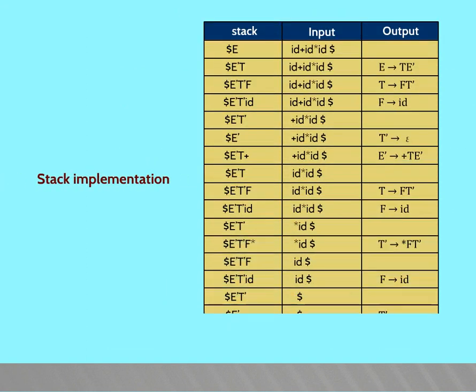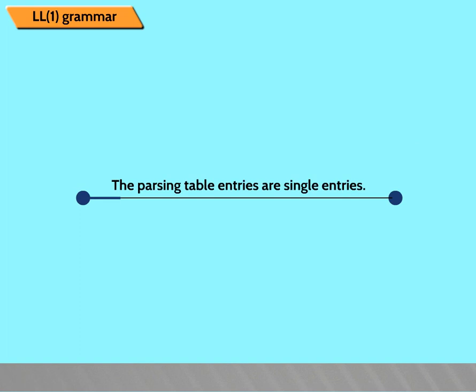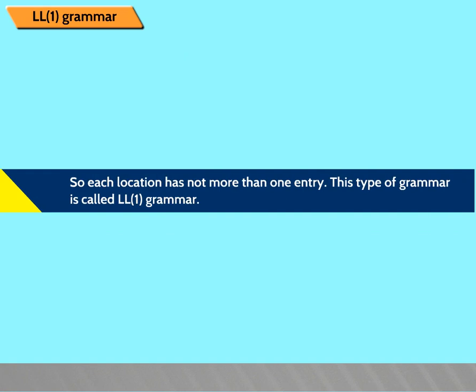Predictive parsing table. Stack implementation. LL(1) grammar. The parsing table entries are single entries, so each location has not more than one entry. This type of grammar is called LL(1) grammar.